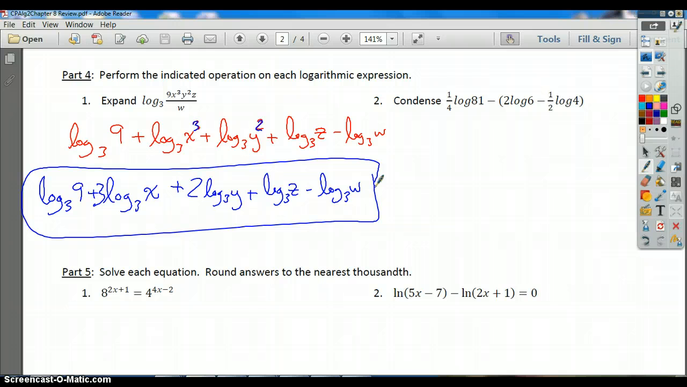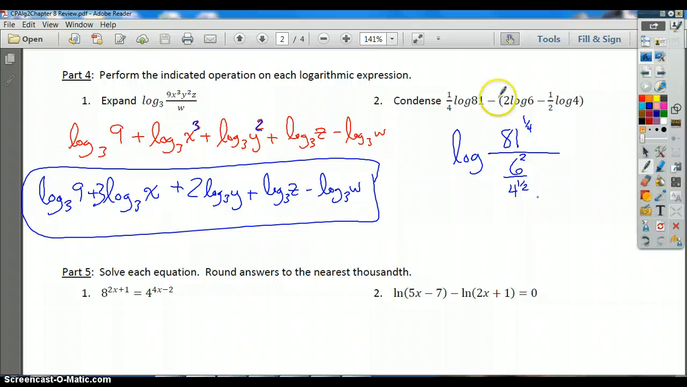And there you go. So we're going to condense this time. Oh, so we got log of 81 to the 1/4, all over, looks like, well, that's nice, 6 squared divided by 4 to the 1/2. So, let me simplify this down even more, okay?